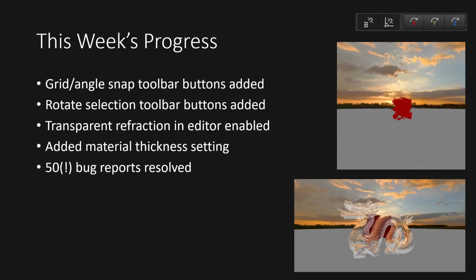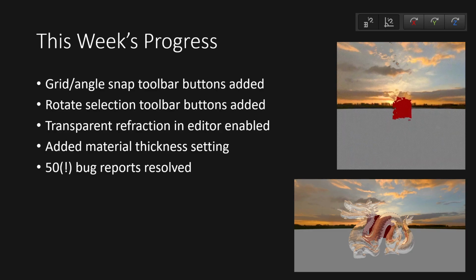Okay, so this week's progress: grid and angle snap toolbar buttons were added in the toolbar, along with the rotate selection toolbar buttons. I like this. It was Andy 90's suggestion, and I actually really like the snap buttons up there because it reminds me of 3D Studio Max, and they are handy to have. Just very easy to access right there.